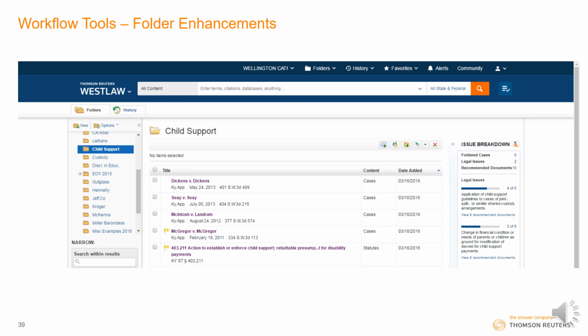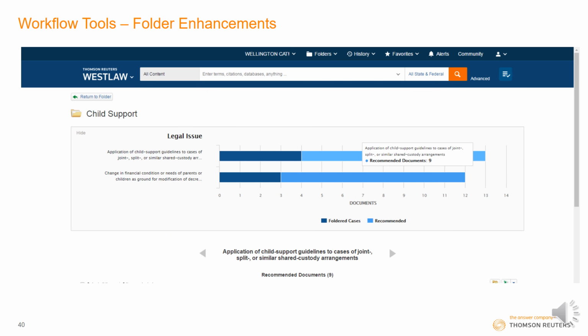Within folders themselves, you're going to see some enhancements that might be helpful to you. You're going to see that Westlaw identifies the issues that you are foldering in any given folder, like this child support one, and then it may suggest additional resources to help you out. Specifically, the recommended documents are primary law for now, cases, statutes.